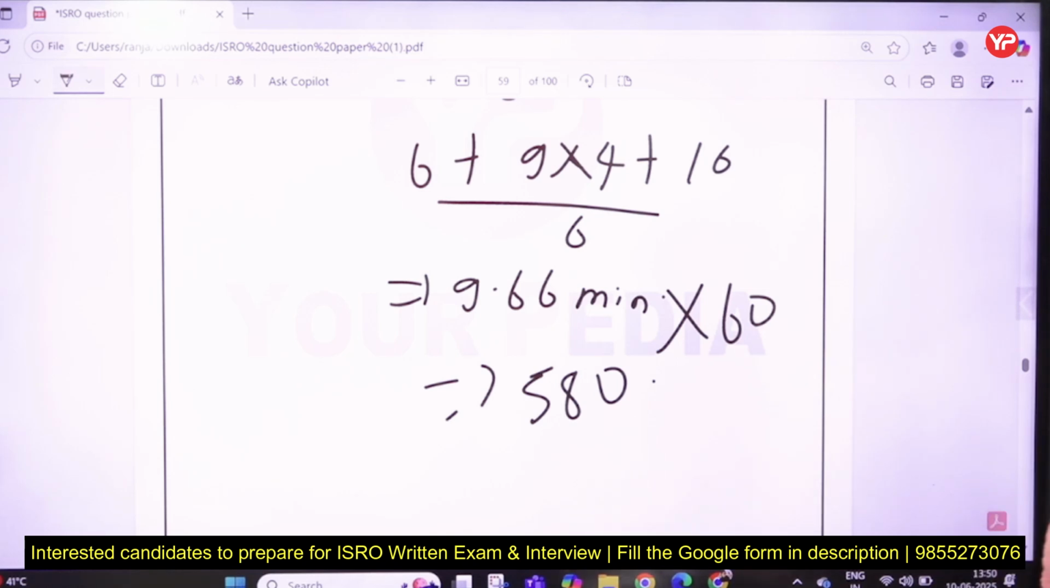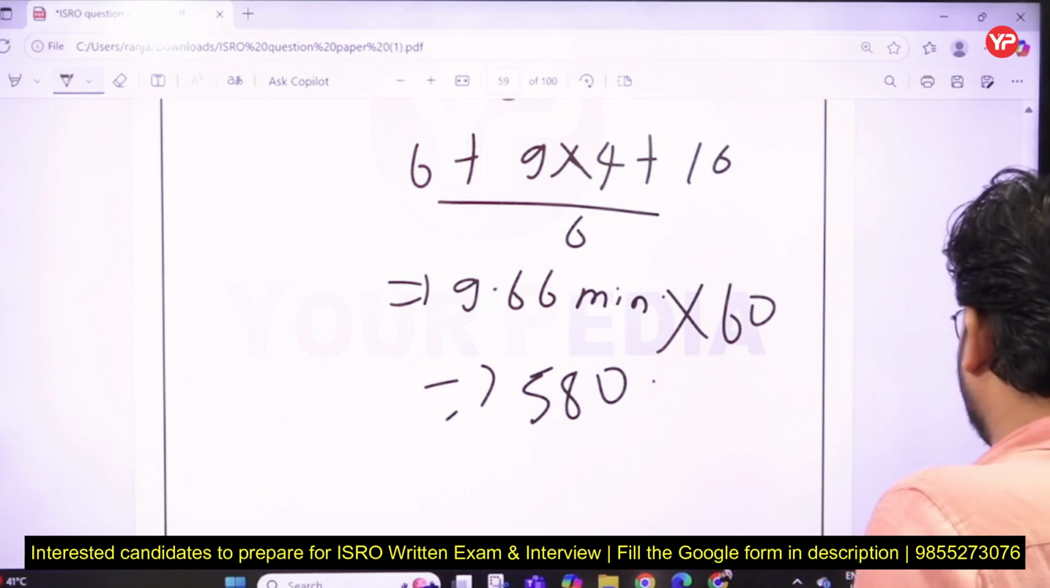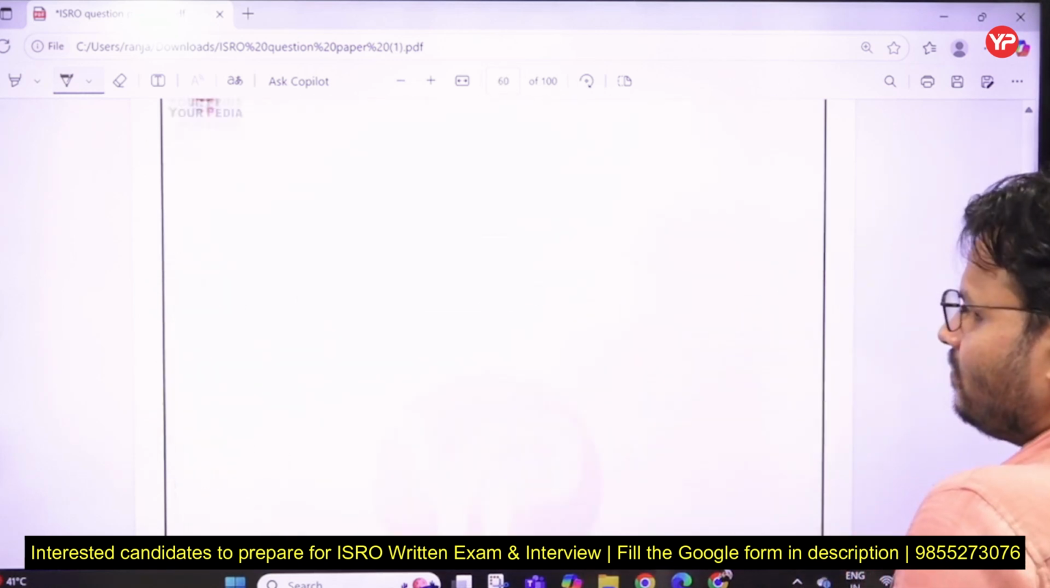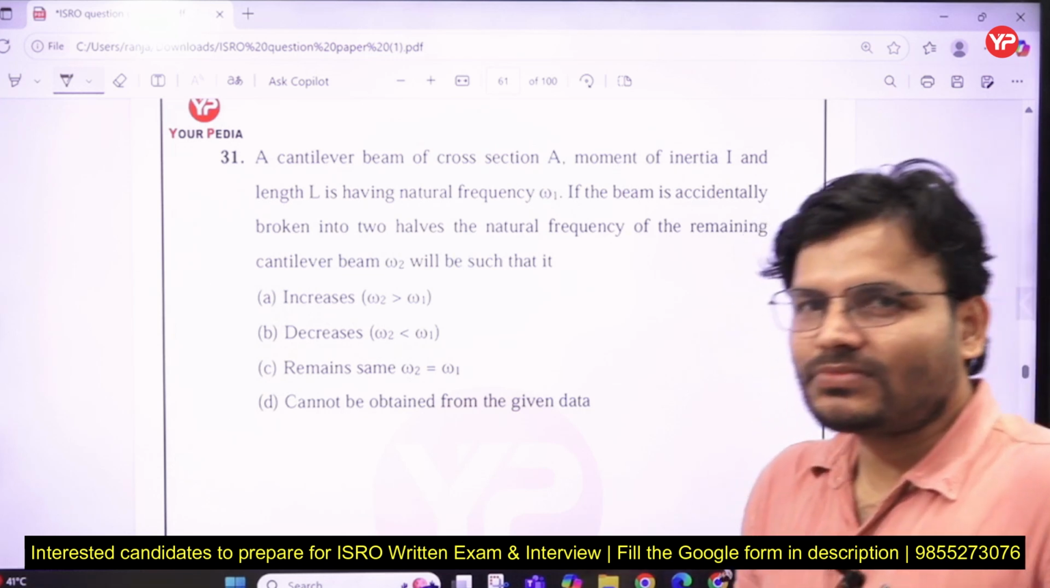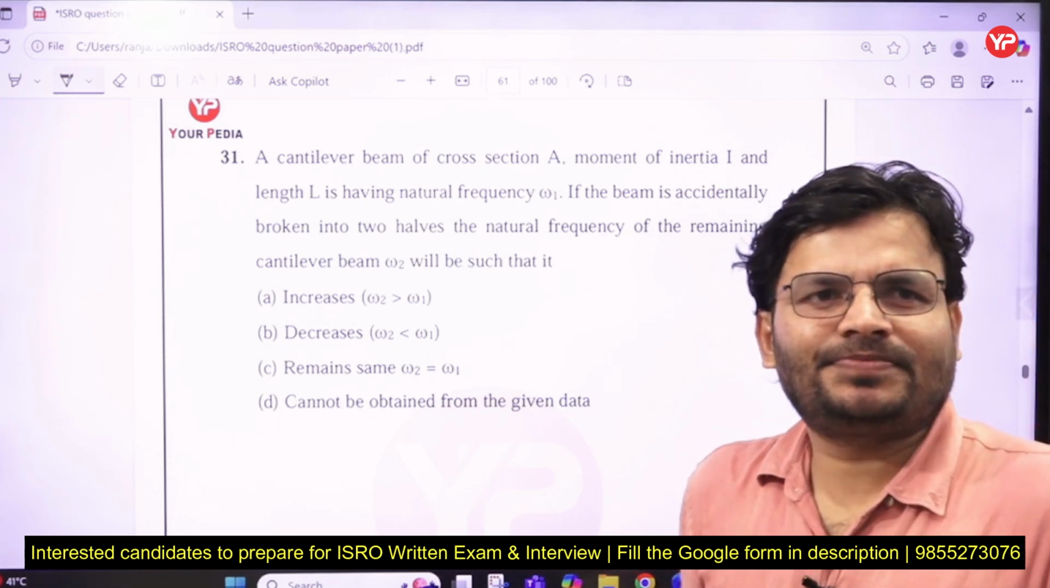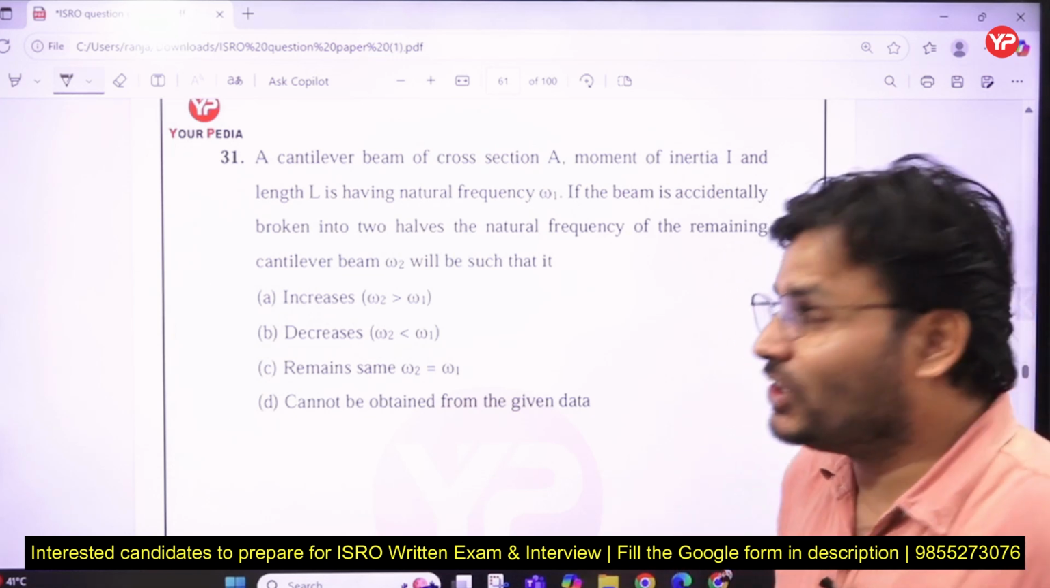Fine. Good. Coming to the next question. This is the next question, which has been taken from the machine, you can say, theory of machines.